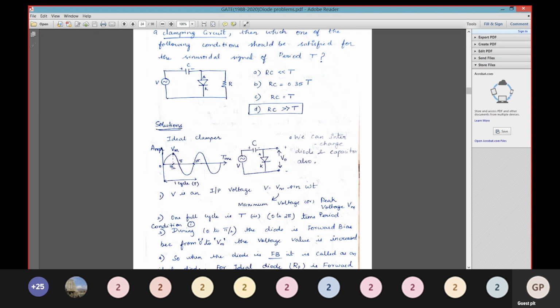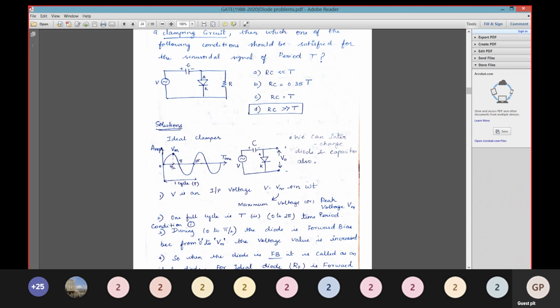So now what is the next wave? The cycle is from pi by 2 to pi. Okay, so when the input signal is from pi by 2 to pi, what happens to the capacitor voltage? Okay, so your capacitor is charged at a very quick instant. It does not take much time to charge. Okay, your capacitor charges very quickly. When you just switch on the circuit, your capacitor charges to a maximum voltage of Vm.